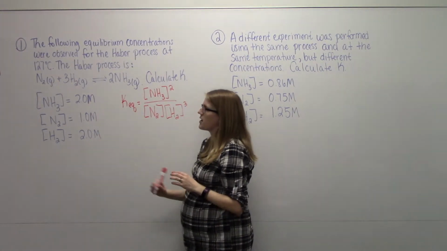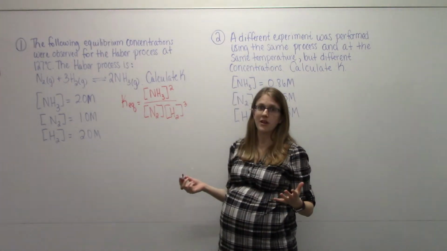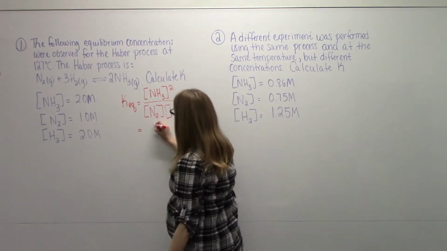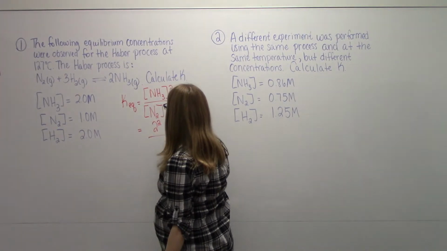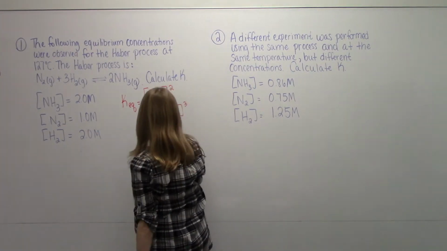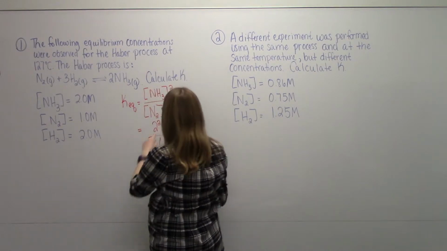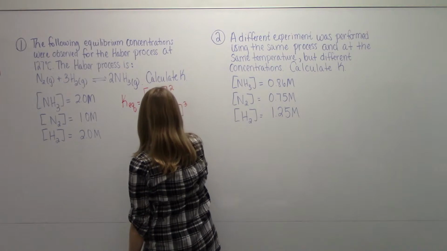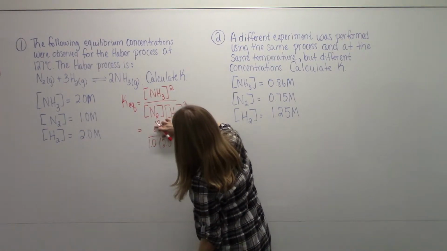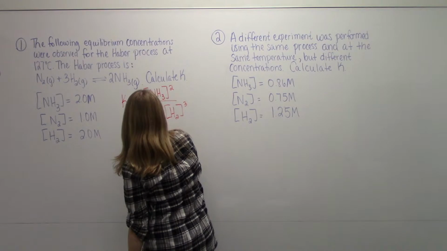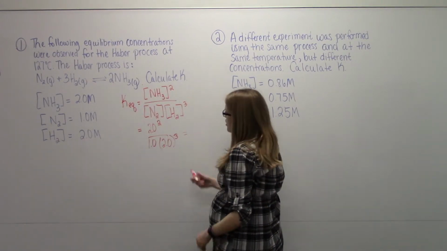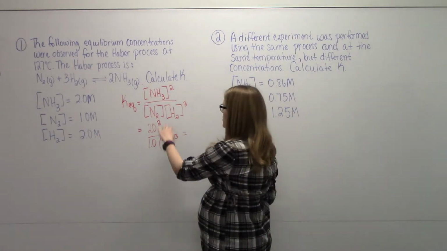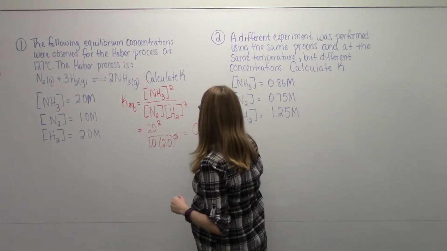Now, we were given our concentration values. It is really just a plug and chug now. We've got NH3 is 2, so it's going to be 2 squared divided by N2 is 1, and H2 is 2, cubed. And I want to make sure I write all my digits in there so I can check sig figs at the end. So 2 squared is 4, and 2 cubed is 8. So when we divide those, we get 0.50.